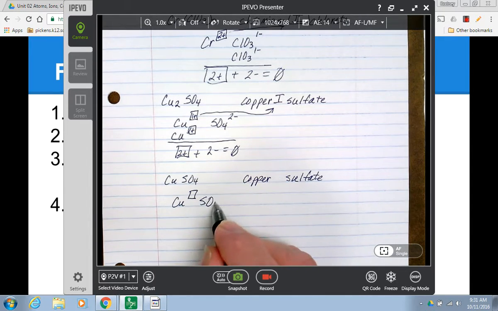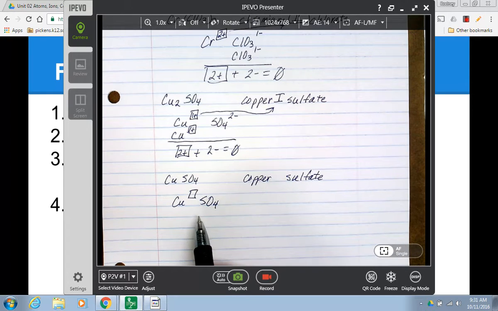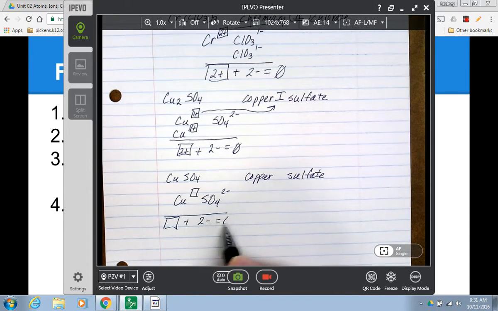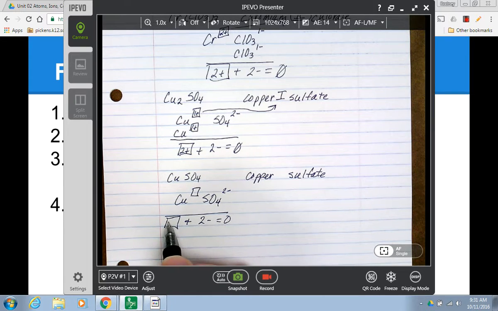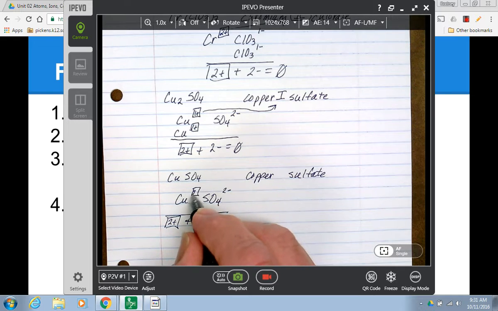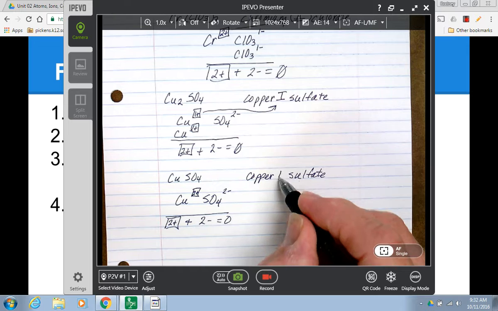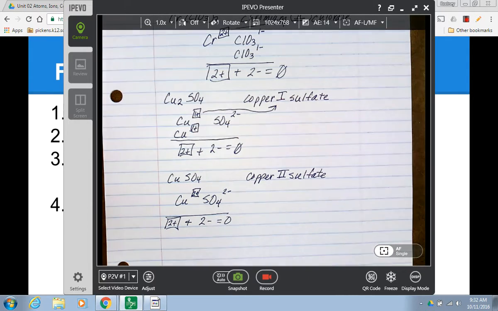The only way to figure that out is look at the anion. Sulfate, again, has a 2 negative charge on it. So we have to have 2 negative plus something equals 0. And so we obviously know that that's a 2 plus. Since there's only one copper here, that copper must have a 2 plus charge. So therefore, we're going to write copper 2, Roman numeral 2, that is, and we read it as just copper 2 sulfate. All right. Now let's take a look at another one.